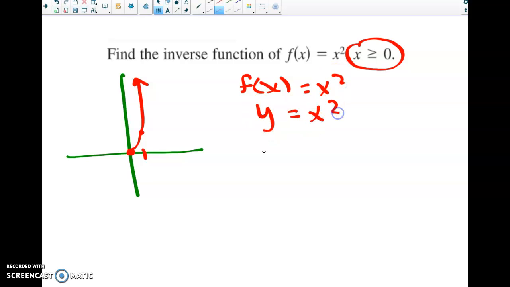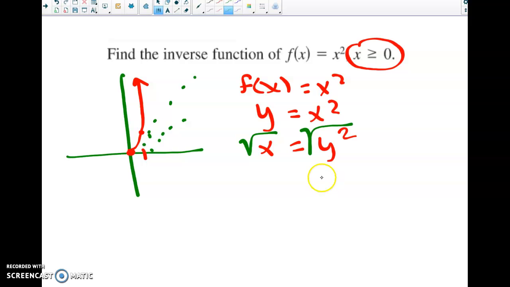Rewrite as y. Exchange. When you take the square root of both sides, usually you do plus or minus. You're only doing plus because you only want half, because you want the reflection of your graph and you're only taking half. So y is going to be the positive square root of x. This one, the domain and range are both greater than or equal to 0, and that is what the domain and range of the original are. When they're the same, when you swap them, nothing changes. So our inverse would be the square root of x.